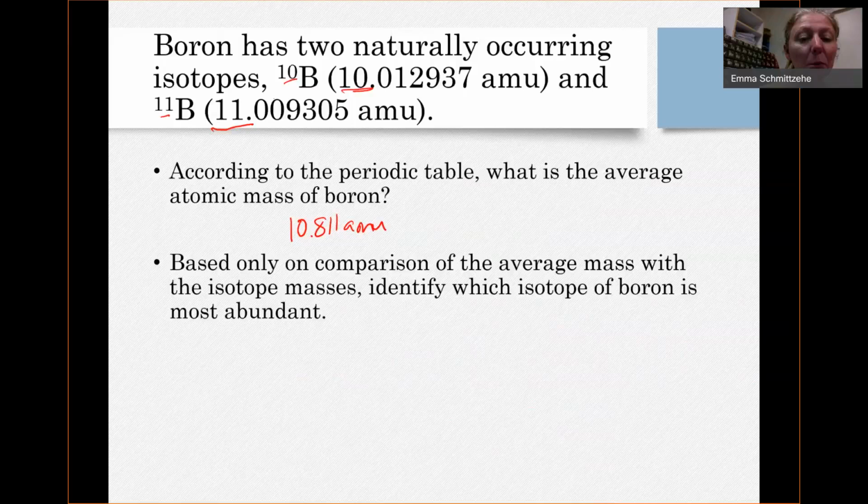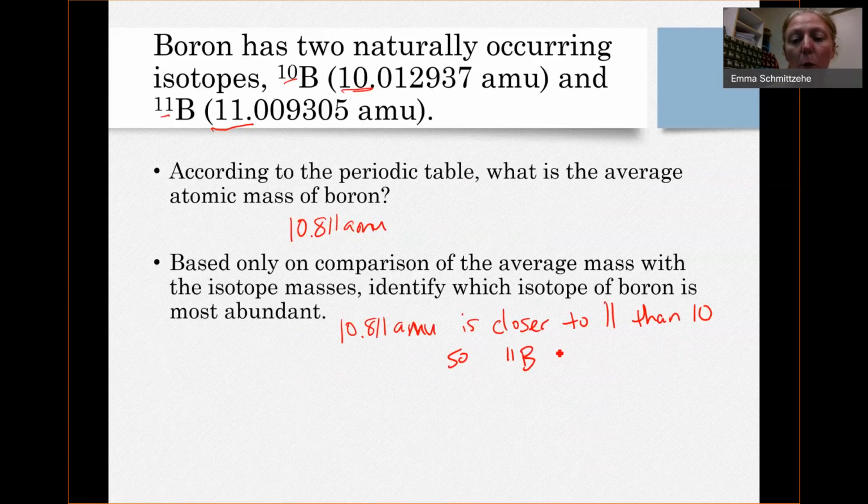So 10.811 AMU is closer to 11 than 10, so boron 11 is more abundant. And that's just seeing if you understand what the weighted average does. A weighted average is always going to favor the things that are more abundant. It's going to be closer to that.